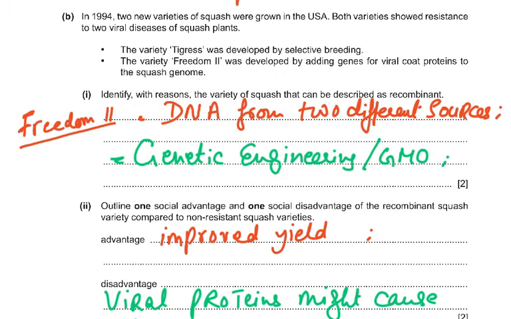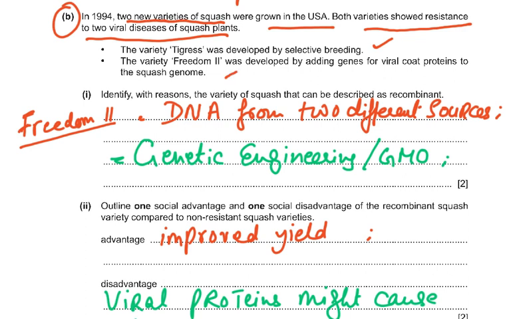In part B of the question, it says in 1994, 2 new varieties of squash were grown in the USA. Both varieties showed resistance to 2 viral diseases of squash plants. The variety Tigress was developed by selective breeding, and the variety Freedom 2 was developed by adding genes for viral coat proteins to the squash genome. Identify with reasons the variety of squash that can be described as recombinant. Recombinant is the one which has been produced by a genetic technology. So Freedom 2, because it has DNA from 2 different sources and was made by genetic engineering.